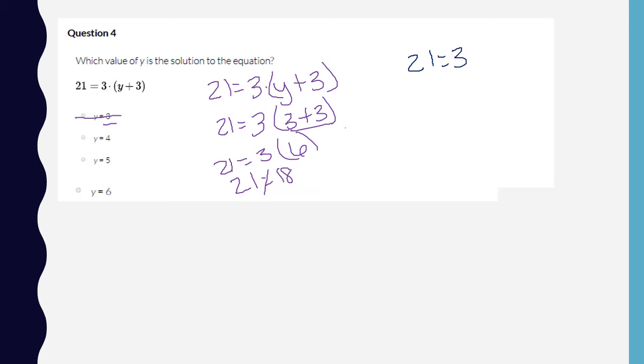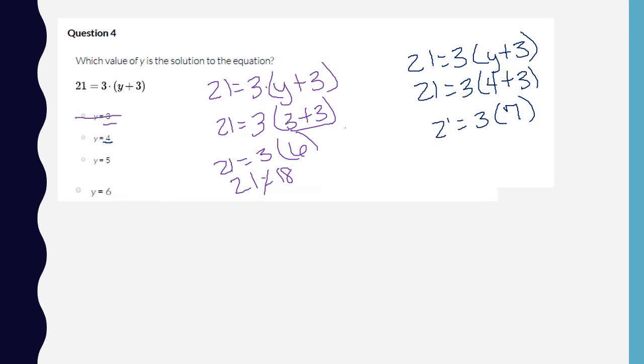So I'm going to rewrite my equation, and I'm going to plug 4 into it. That's my next solution option. So I have to add in the parentheses first, and I get 21 equals 3 times 7. 3 times 7 is 21. Because 21 equals 21, I've found my solution, and I don't have to go any further.